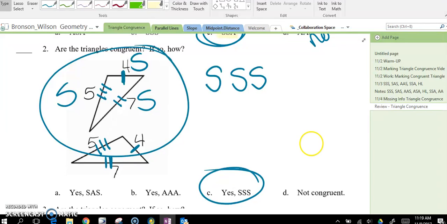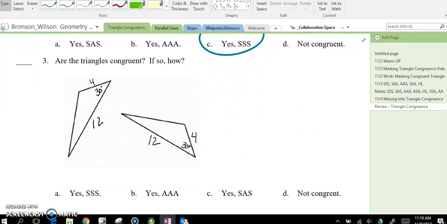Okay. Now let's go to number 3. Do we have any sides or angles that are congruent? Yes, we do. Let's see. Somebody tell me, what is the measure of one of my congruent sides or angles? 4. Now, is that 4 going to be a side or an angle? Side. So how many tick marks? 1. Oops. 1 tick mark, and I'm going to go ahead and label it a side.